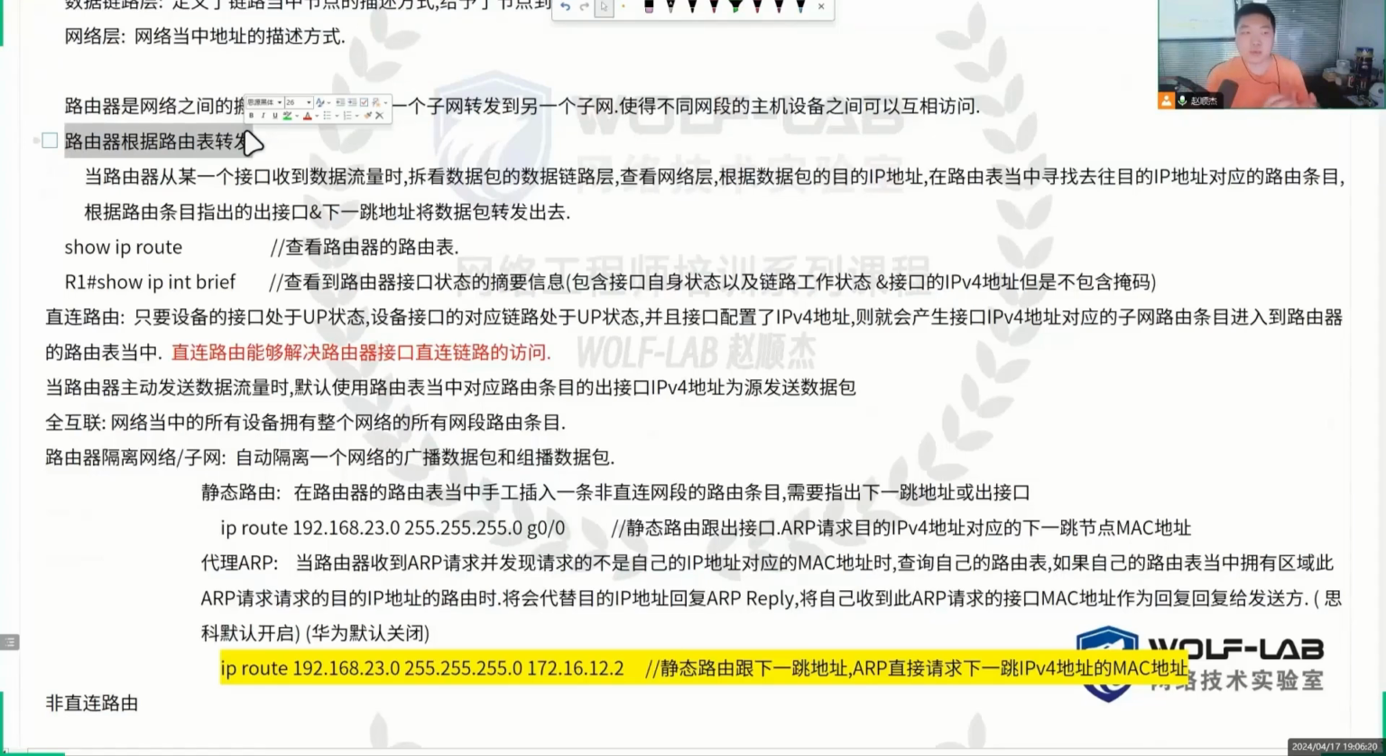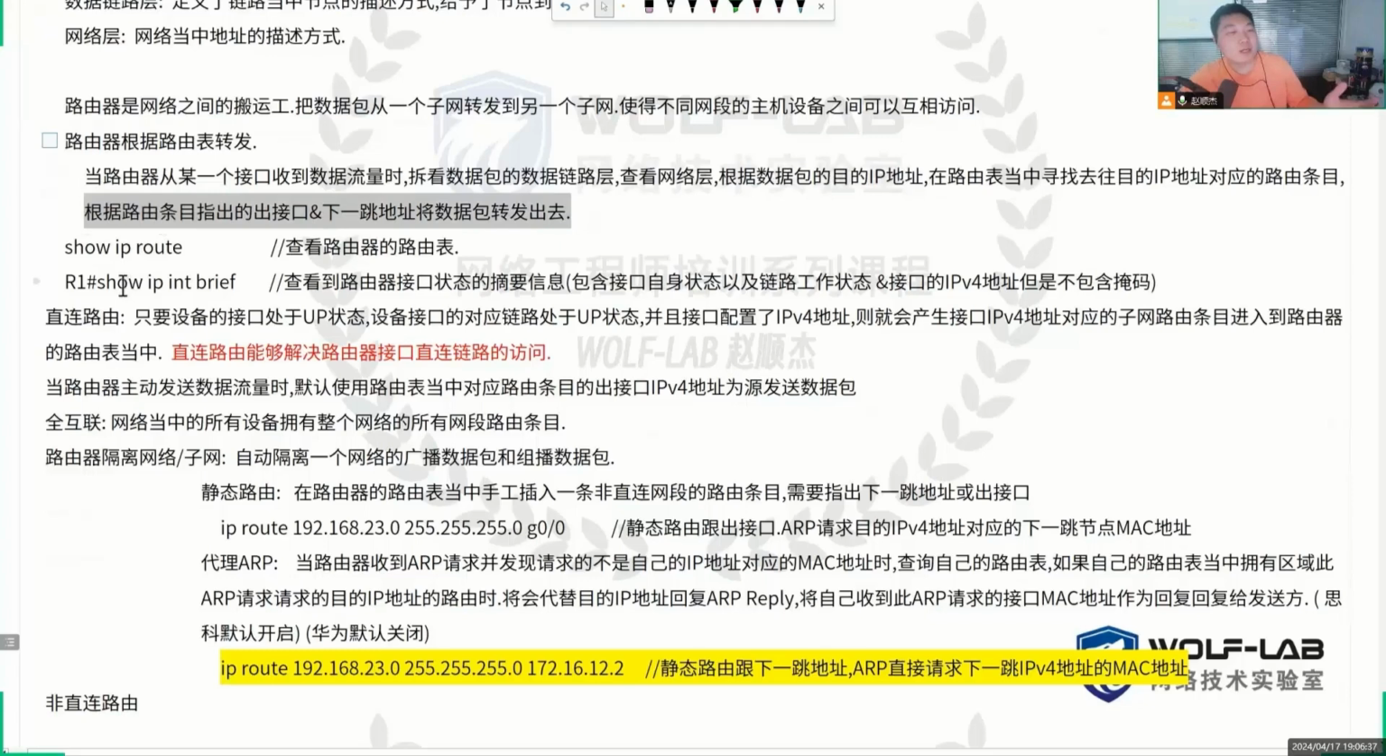So, the router forwards based on the routing table, based on the destination IP address. Find, in our router's internal routing table, the corresponding route to the destination IP address. Then throw the data packet out from our exit interface.